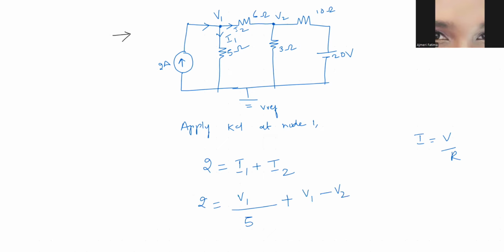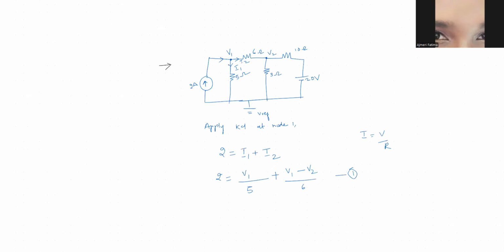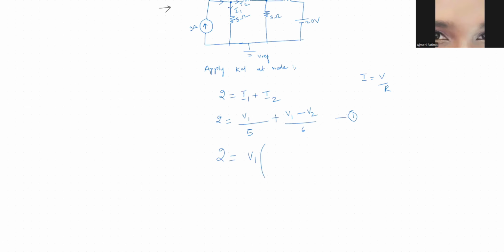If you simplify this equation, you will get 2 is equal to, take V1 common, you will get 1 by 5 plus 1 by 6, minus V2, you take common, you will get 1 by 6. So this is your equation 1. Right. So just erase this.